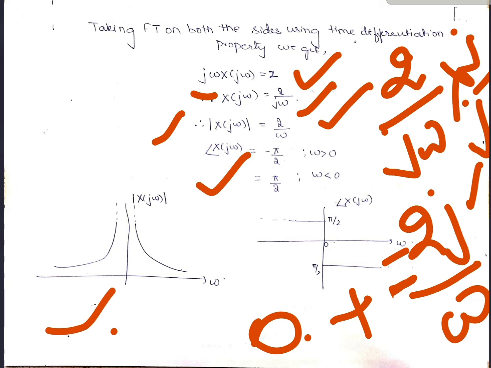So now coming to the sketching of the magnitude spectrum. Substituting omega equal to 0, it is infinity, therefore it is coming from infinity. For omega greater than 0, it will be decreasing this side. For omega less than 0, it will be going this side. Now for the phase, for omega greater than 0, it is minus pi by 2, and for omega less than 0, it is plus pi by 2.